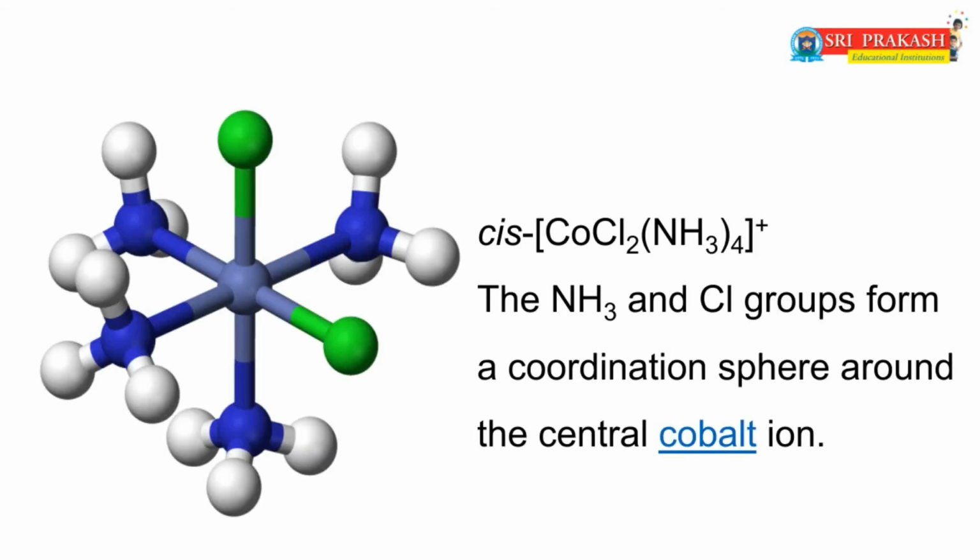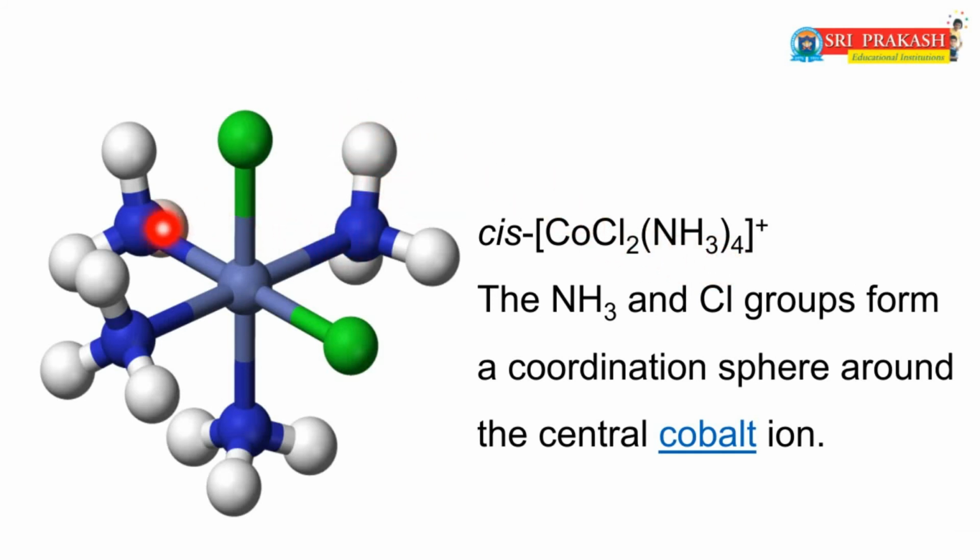Now continue our concept. For example, in cis-[Co(Cl)2(NH3)4]+, the NH3 and Cl groups form a coordination sphere around the central cobalt ion. In this, Cl and NH3 are the first coordination sphere. In NH3, the hydrogens are the second coordination sphere.